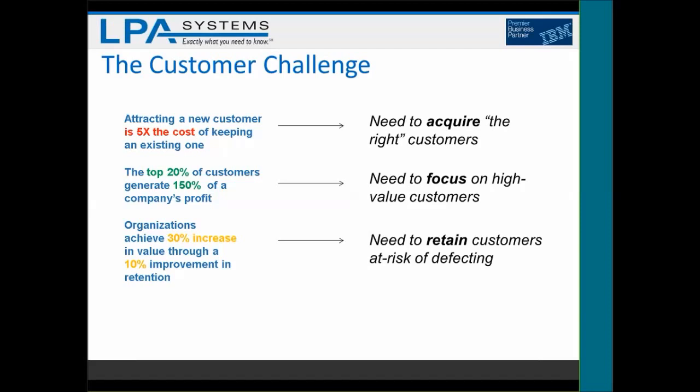And then once we've got them, we don't want to lose these customers, particularly the profitable ones. As you can see, organizations achieve 30% increase in value through a 10% improvement in retention. So losing customers is very expensive. So spending time to understand who your customers are, why they might defect, and if they are going to defect, may add significant value to your business.